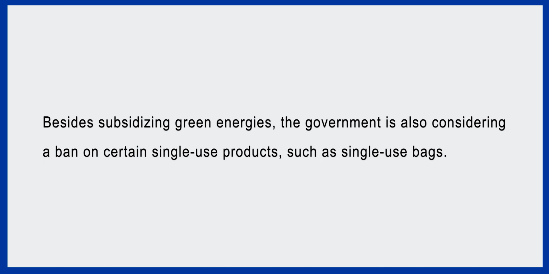Apart from using a gerund as the subject or object of a verb, you can also use gerunds after prepositions. See this example. Besides subsidizing green energies, the government is also considering a ban on certain single-use products, such as single-use bags. Besides is a preposition, and that's why I have used a gerund after besides.